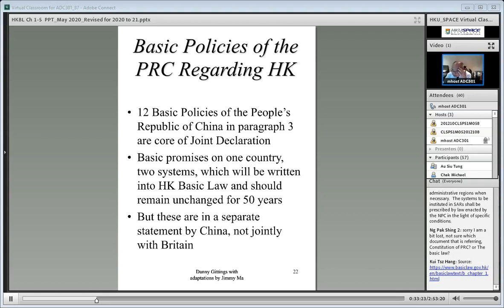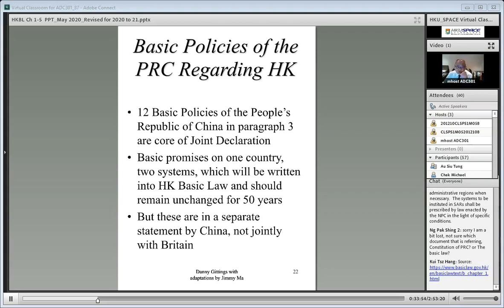Kui Ji Hang, you gave us a link. Let me see what that link is. That's right. This is a link to the basic law, and here you will find the constitution there as well. And of course, in here, the constitution, you will see under general principles, Article 31. That's correct. Yeah, thank you very much.